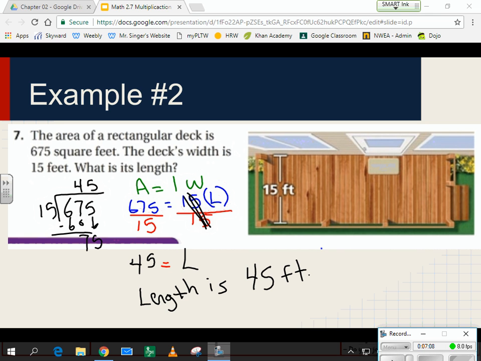Length being 45 feet. So you can see I used the formula A equals L times W. I plugged 675 in for the area, and I plugged in 15 for the length, or for the width. Then we had to solve for L. So to solve this, I saw we had to divide the area by what we have for the width, and that gave me the length of 45. Hopefully it gave you the same answer as well.